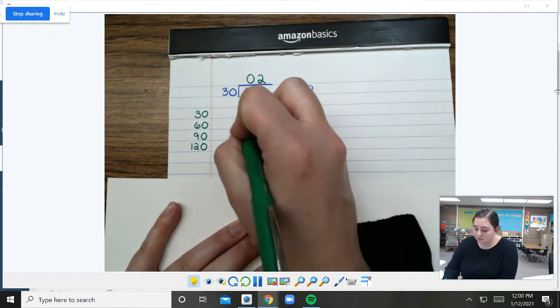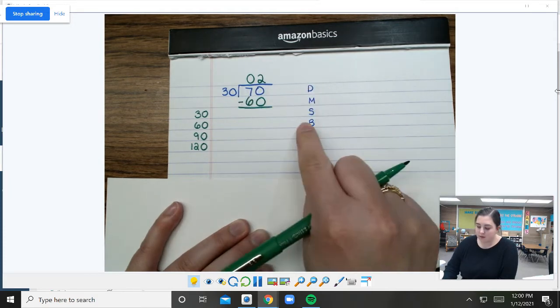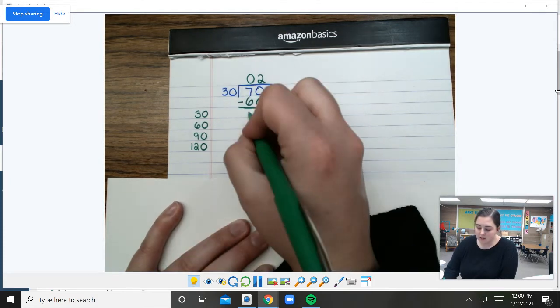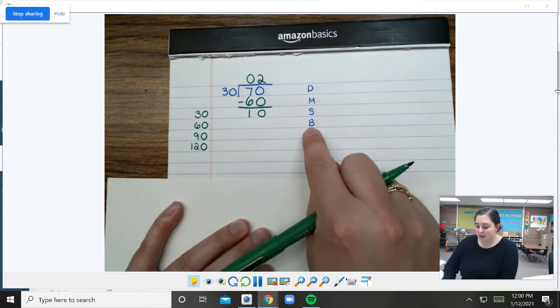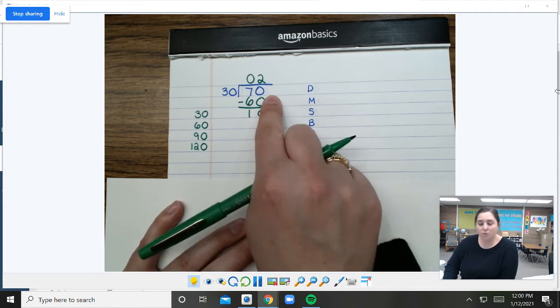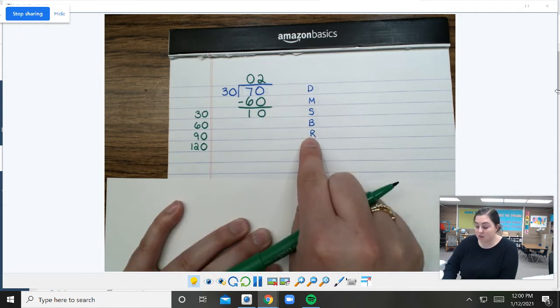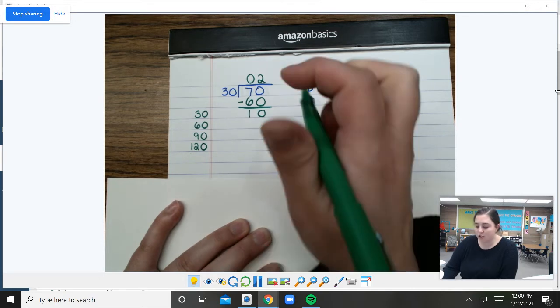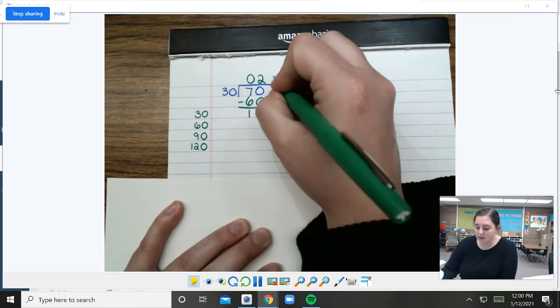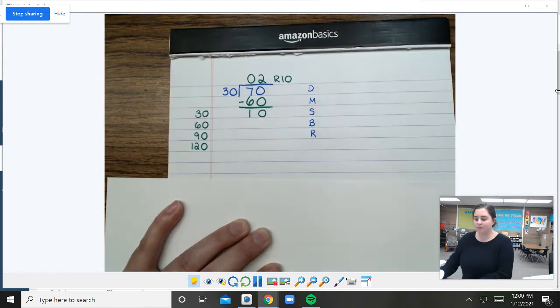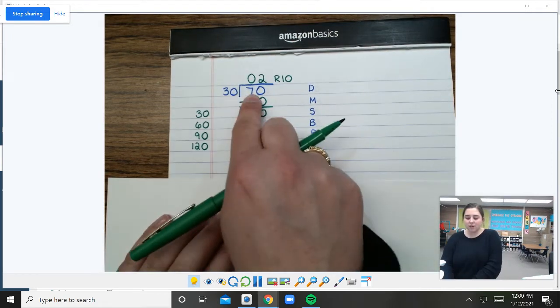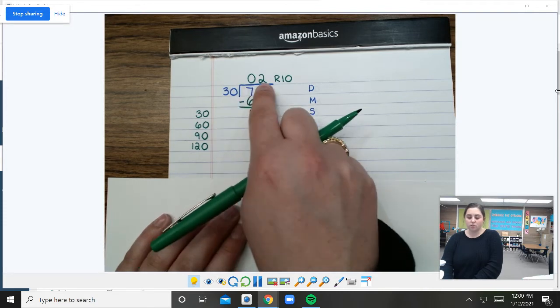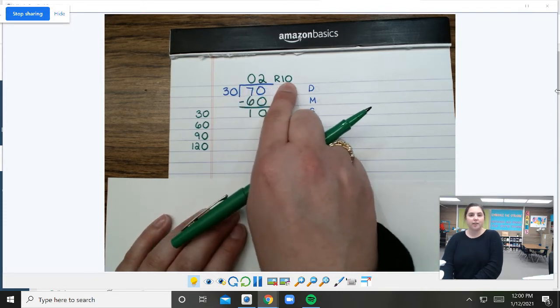Subtract. 70 minus 60 would be 10. Is there anything to bring down? Nope, no number next. So for these problems, we're actually going to write our answer here. That's going to be our remainder. Pretty simple. So our answer for this, 70 divided by 30, is 2, remainder 10.